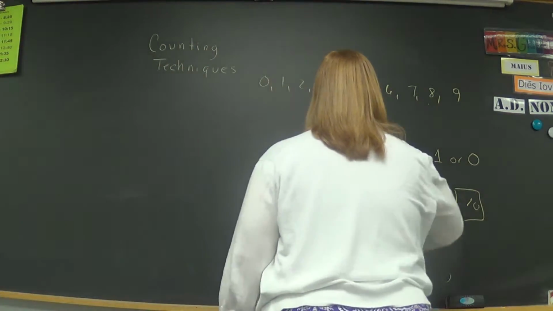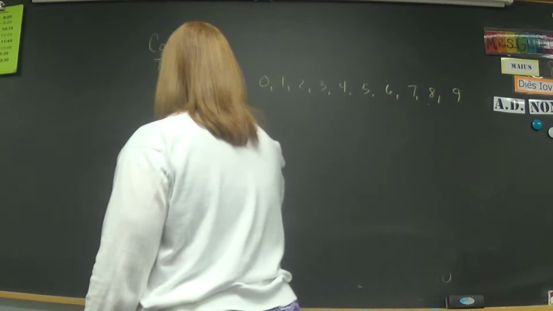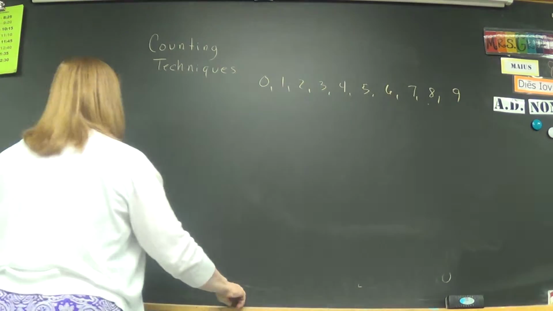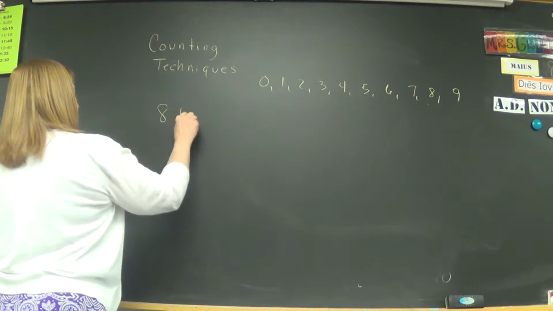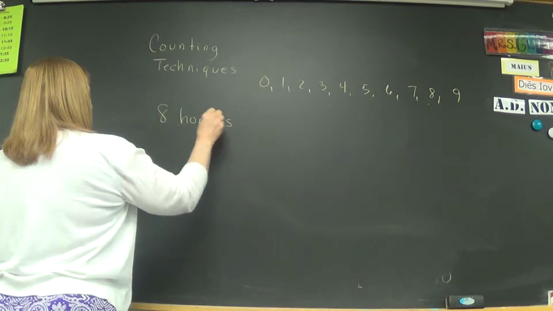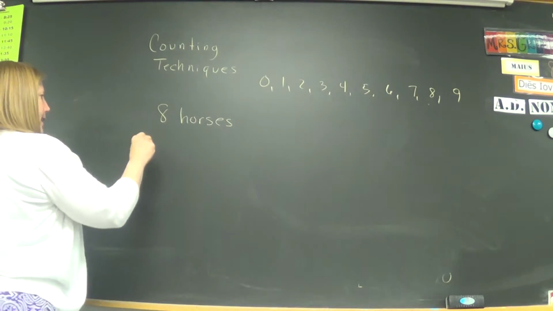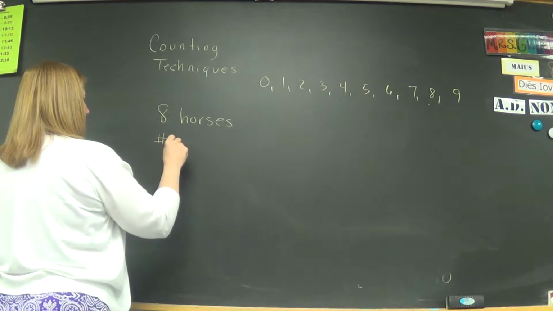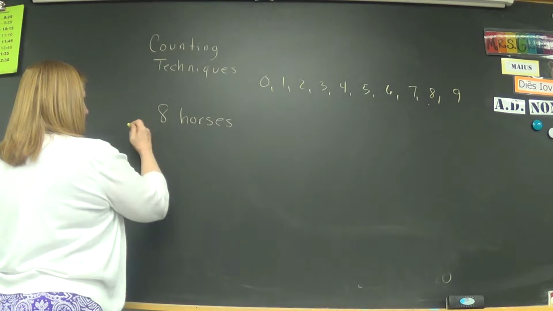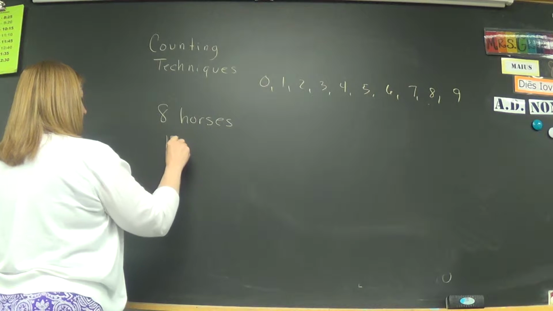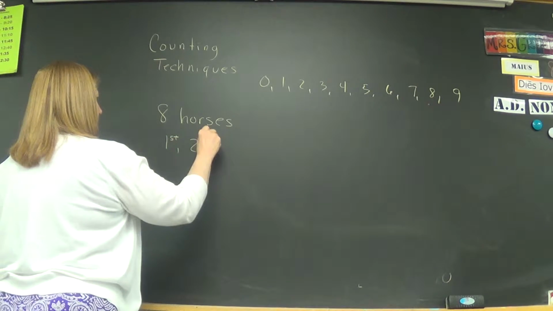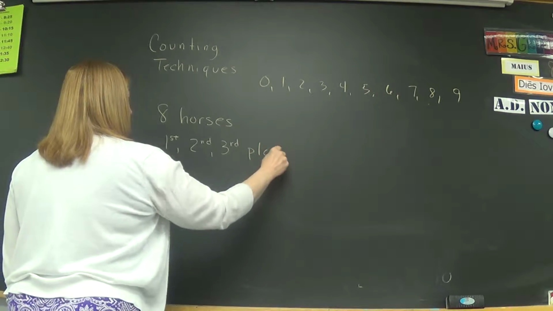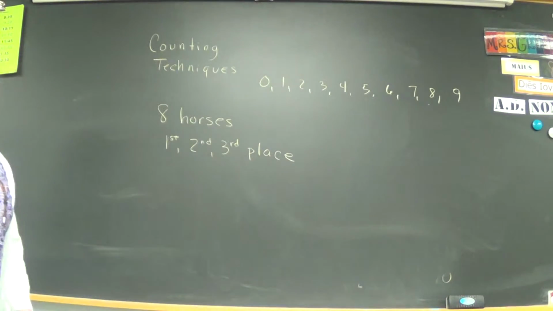Permutations is the mathematical word for arrangements. So this time, write this down. There are 8 horses. And I want to know the number of ways they can come in, the number of arrangements they can come in first, second, and third. So it's a race. They come in first, second, and third place. How many different ways can that occur?